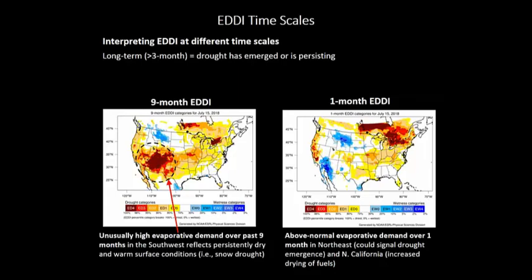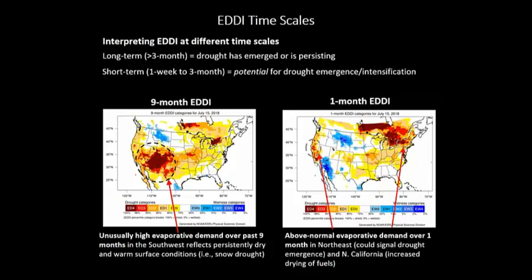The other category is these short-term timescales. I do want to highlight that we compute EDDI all the way down to the 1 week time scale, just looking at 1 week accumulations, which is almost getting down to the weather time scales. And as I'll show you later, these are the time scales that have seemed to show the most potential for being used by the fire community for looking at potential fire danger.